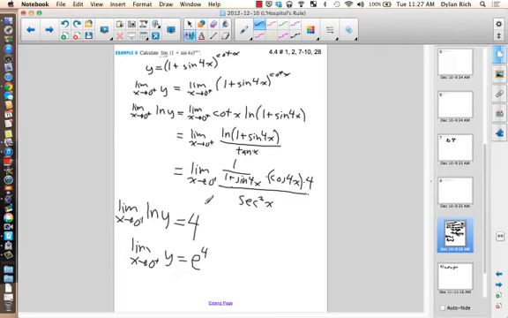How do we check our answer to see if it's plausible? You could plug in numbers really close to 0. You could just plug in one number that's really, really close to 0. Like 1.000000001. Make sure you're in radians mode too.